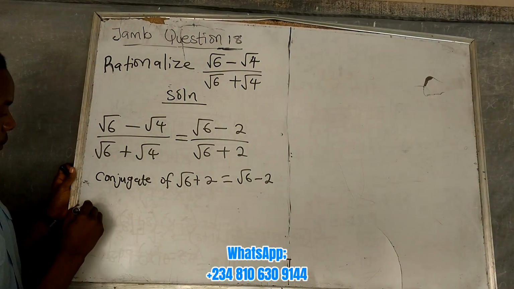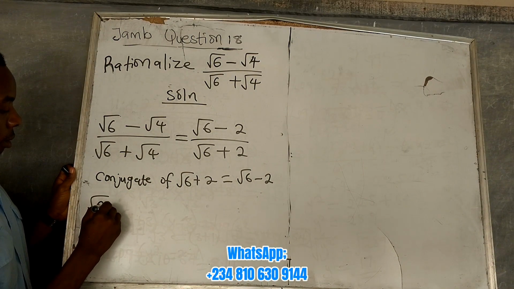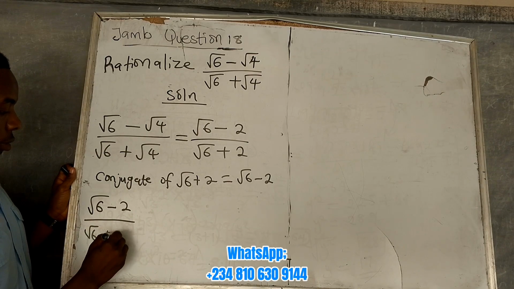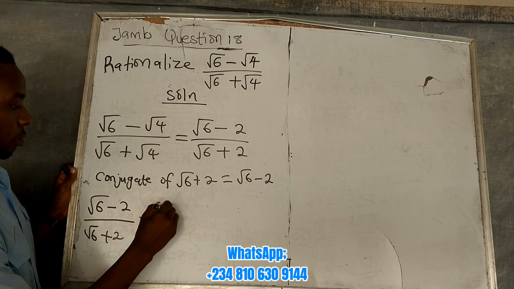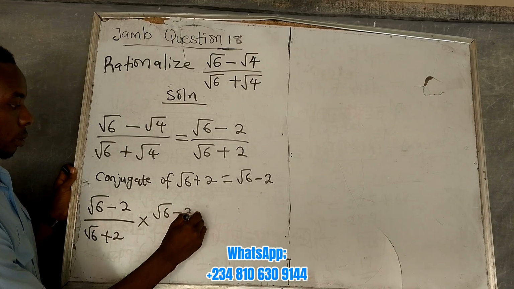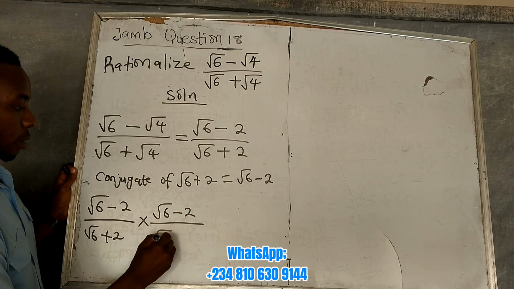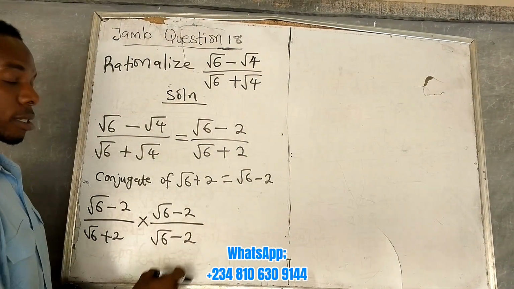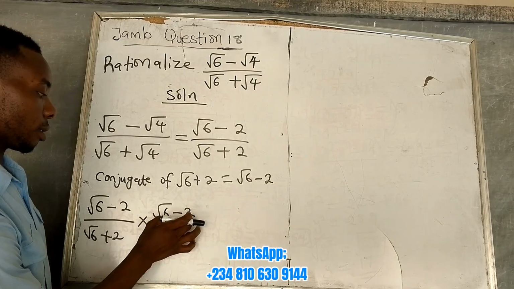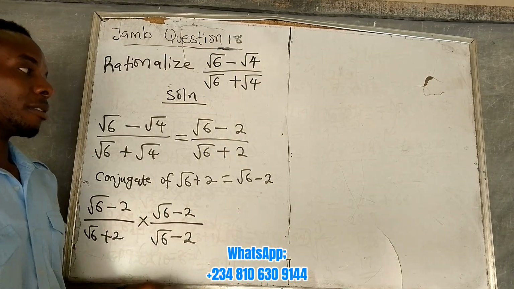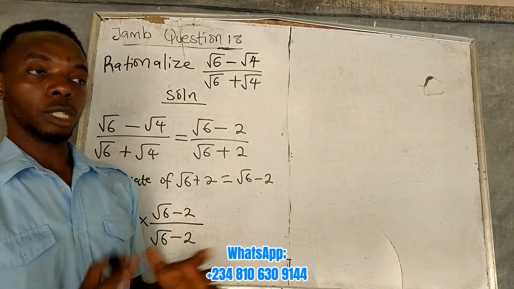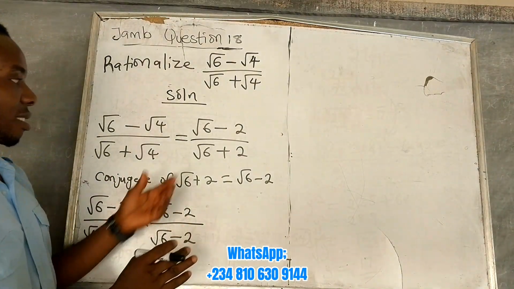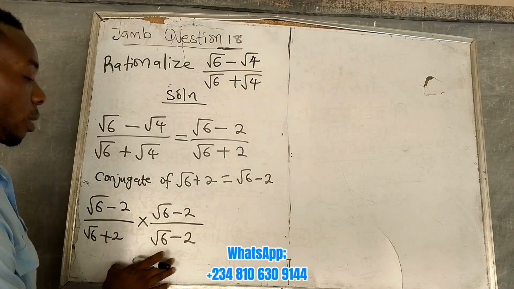As you multiply, you have root 6 minus 2 over root 6 plus 2 multiplied by root 6 minus 2 over root 6 minus 2. Now, nothing was added here because this divided by this is still 1. This is the same number as this. Even if you have 1 million divided by 1 million, it will still give you 1. So 1 times this is still the same thing as this question. So we did not change anything here.